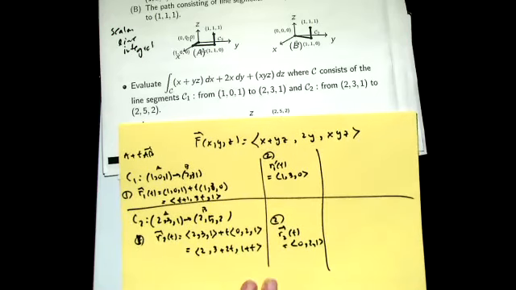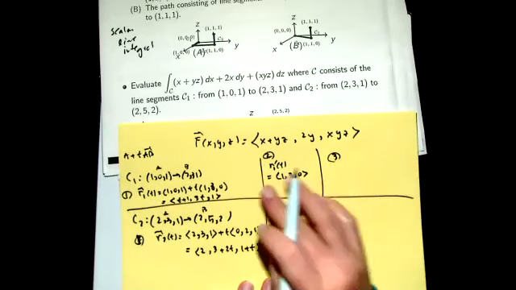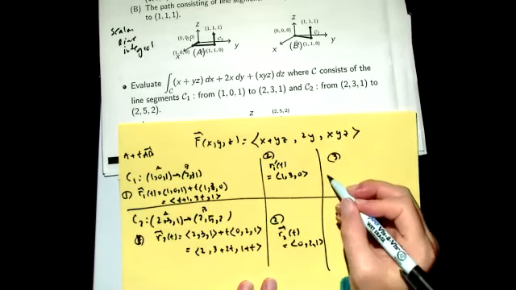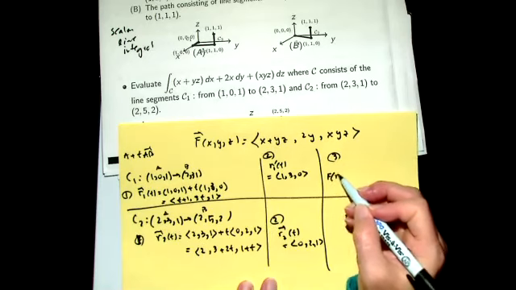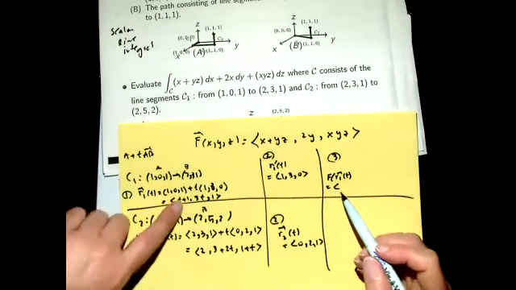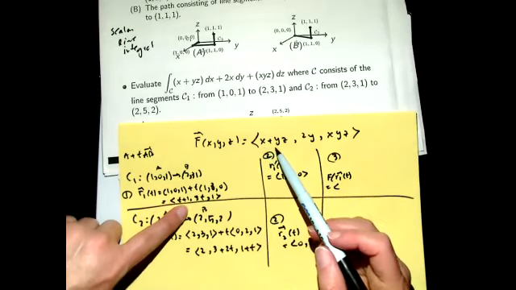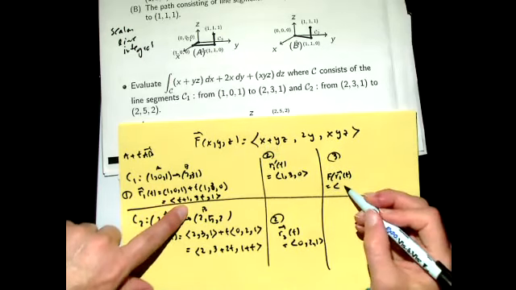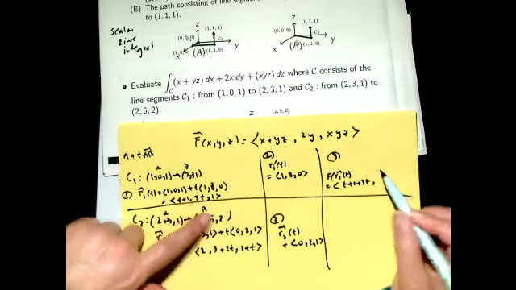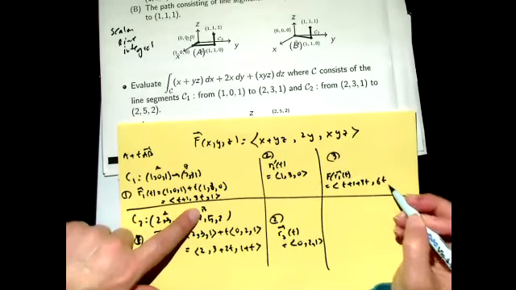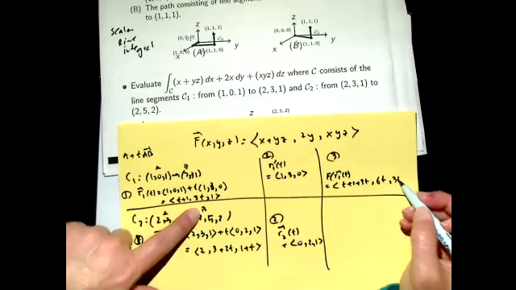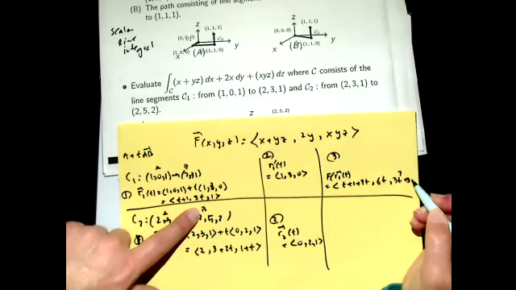Then I need step 3 for the first line. Step 3, just plug the parameterization into here, which is going to be F of R1 of T, equal to X plus YZ. It's T plus 3T plus 1, 2Y, which is 6T, XYZ, which is 3T squared plus 3T.